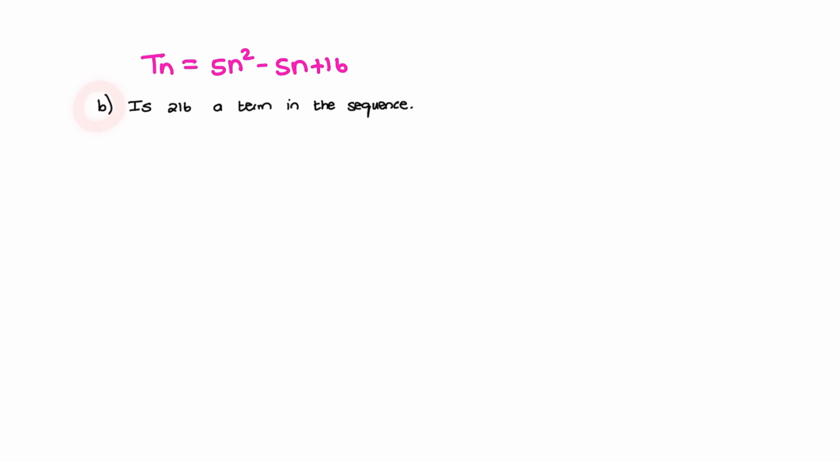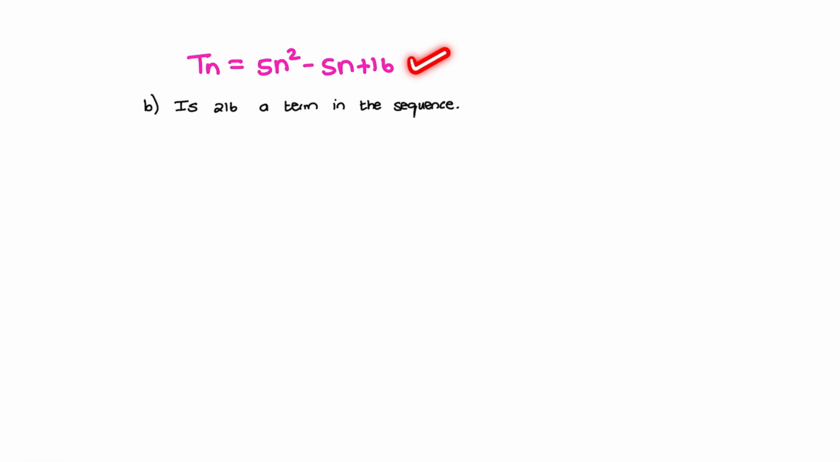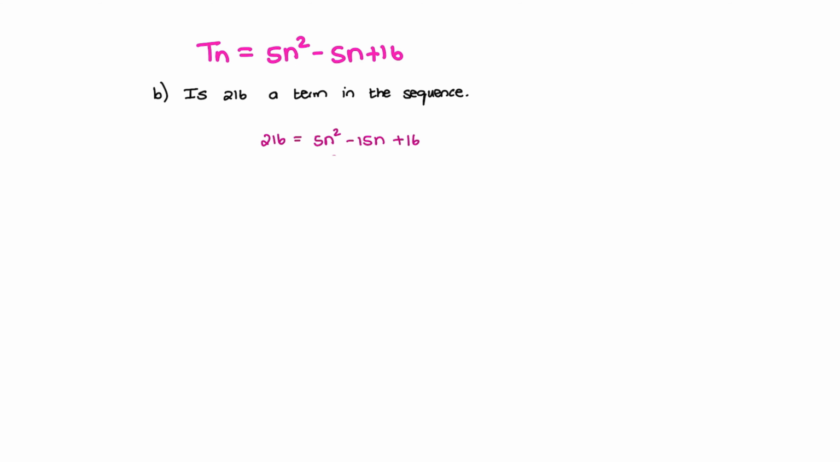The second question says, is 216 a term in the sequence? In the previous question, we have established what the general term is. Now what we can do is replace Tn with 216 and try to solve for n. If we can find the value of n, then we can establish that that term is in our given number pattern. So what I will do now is rewrite this equation in standard form by moving the 216 to the right-hand side. I notice that all of the coefficients are multiples of 5, so I divide everywhere by 5.